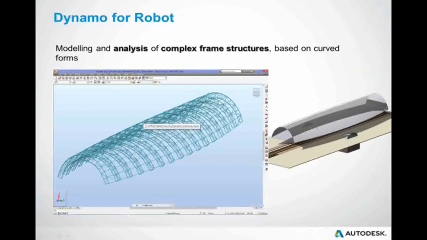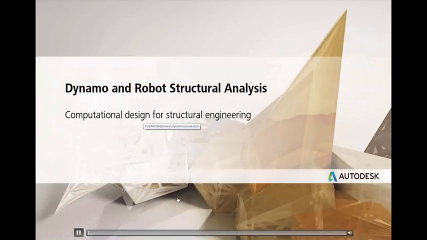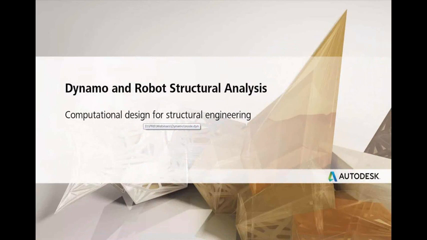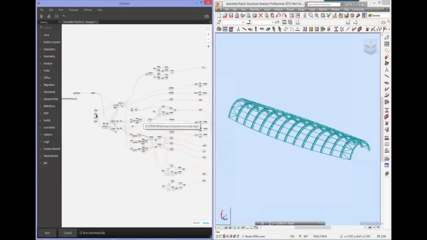Besides generating structures in Revit, Dynamo can be also used in combination with robot structural analysis for generating models directly in RSA. Look at the responsive behavior of the structure when changing parameters with Dynamo Canvas. So I will start another video just to show you how flexible and how fast the Dynamo is.